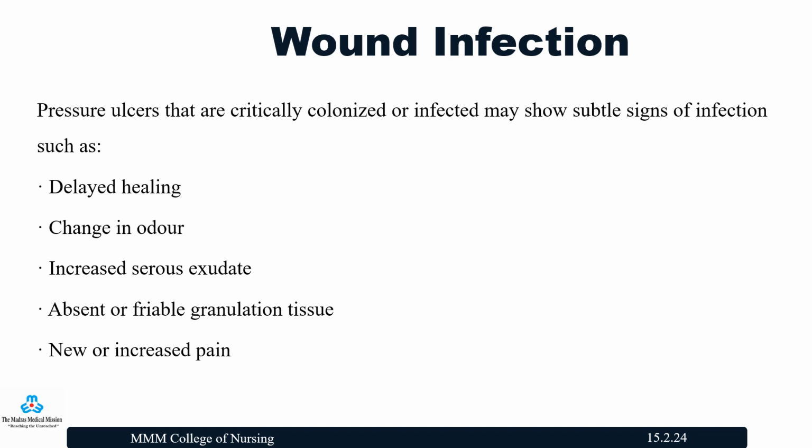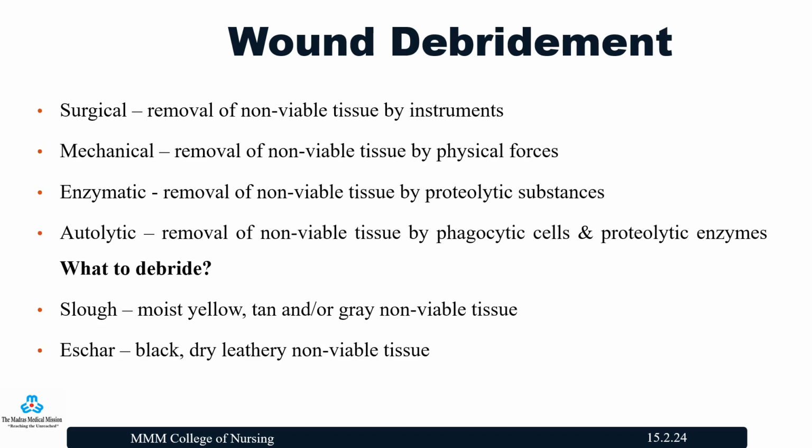In many areas we have seen wound debridement. So what is wound debridement? Whenever there is slough or eschar present over the wound area, it is very difficult for the wound to heal. So first, initially we need to remove that slough and the eschar from the wound bed. So that is known as wound debridement.